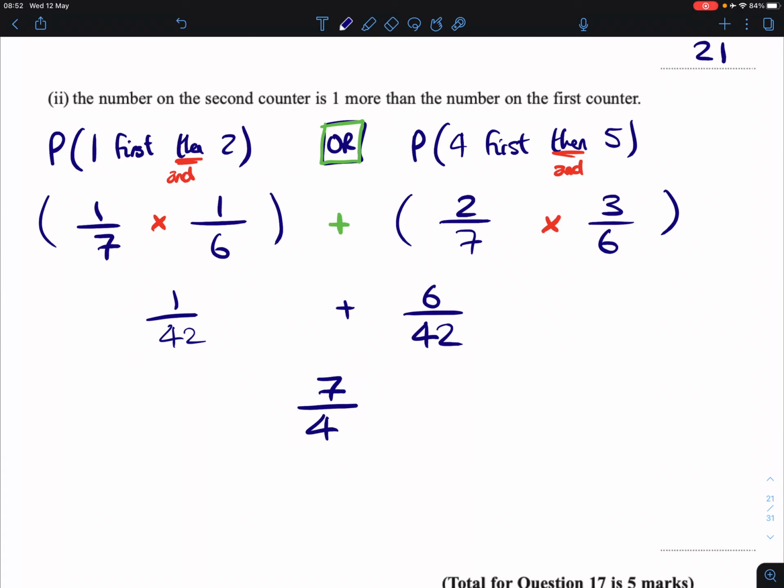We end up with 7 over 42, which you don't need to simplify, but if you did, 1 over 6 is your final answer. Done.